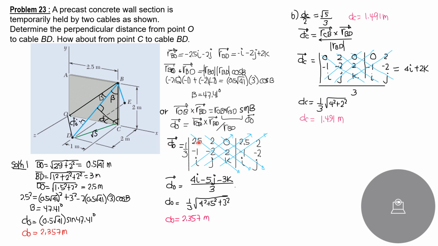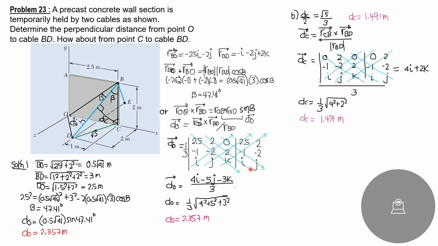ROB cross RBD is by vector cross product. So we write ROB first. O to B is going up and to the right. So 2.5i and positive 2j. So 2.5, 2, then none for Z. Then for BD, B to D, it is going to the left. So negative 1, going down, negative 2, and going forward, it's positive 2. Then ijk, unit vectors, copy the first two column elements, then expand.